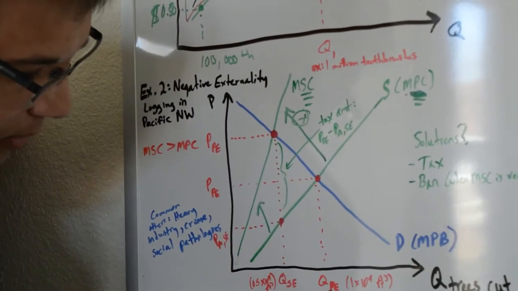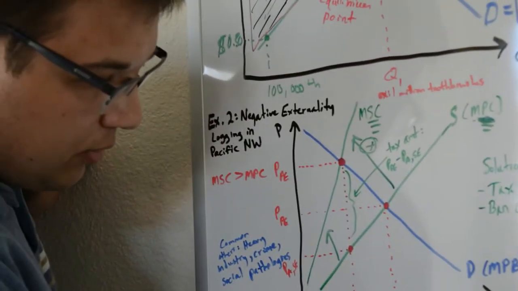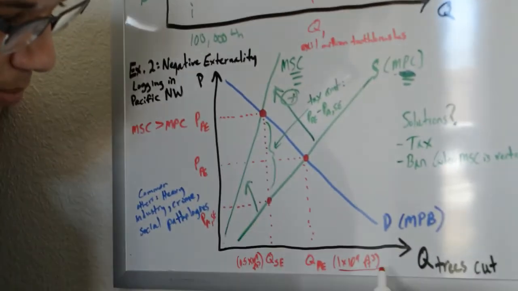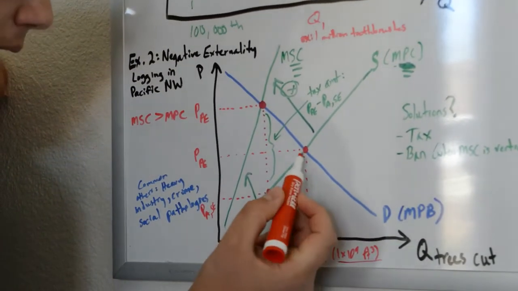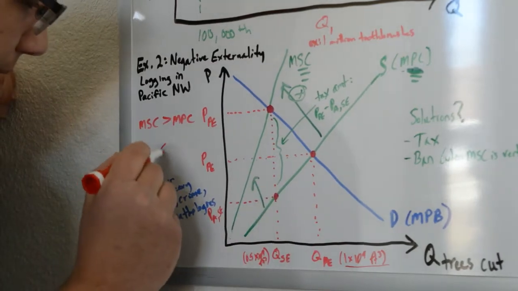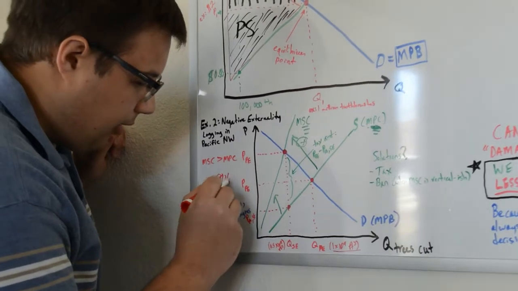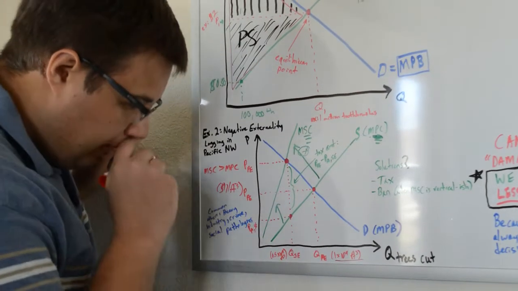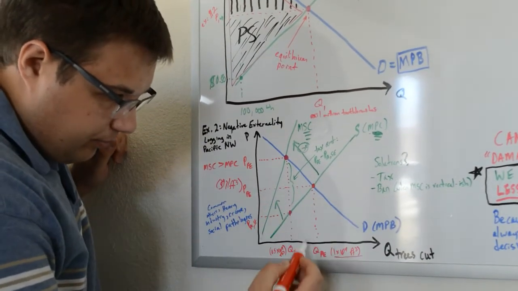You'll get quantity PE, or privately efficient, trees harvested. Let's say that's like billion board feet. And then you have this price, and I don't know much about timber prices, so this is a hypothetical, but let's just say $1 a board foot, a cubic board foot, will prevail.